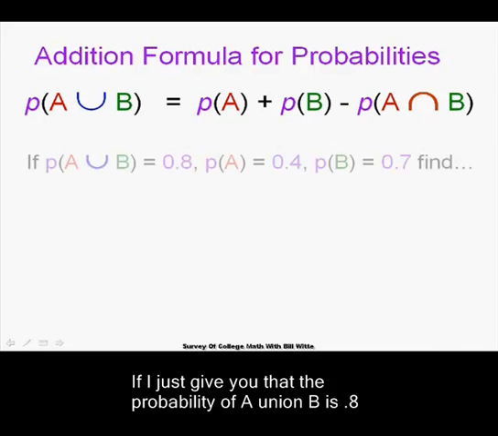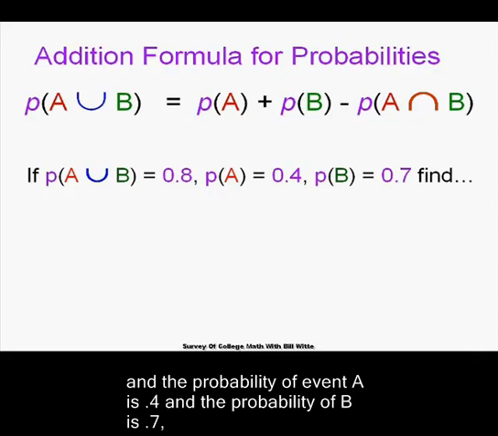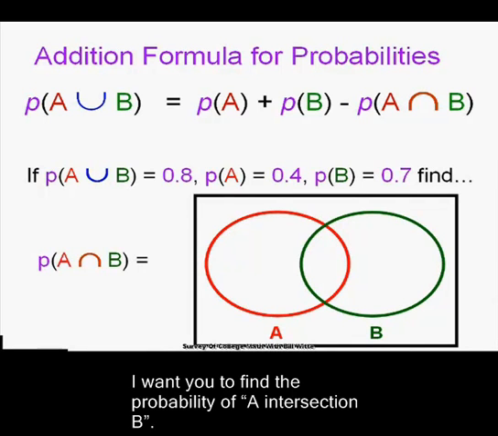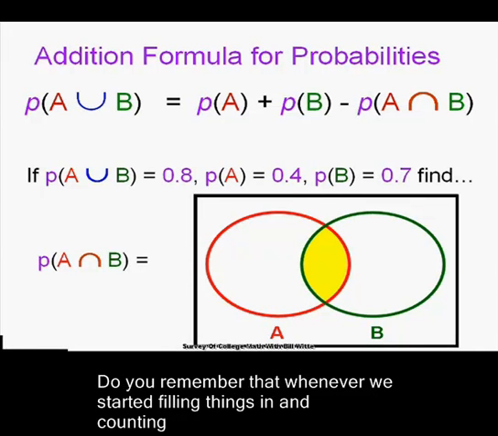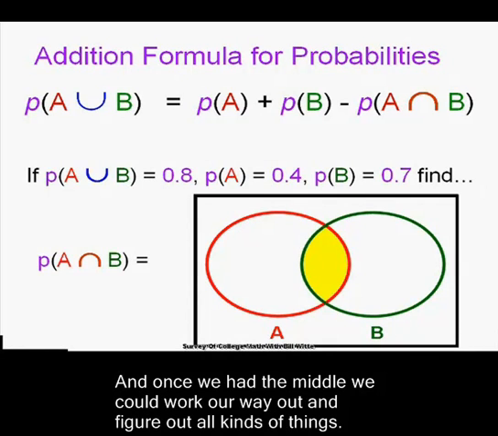Here's a problem. If I give you the probability of A union B is 0.8, and the probability of A is 0.4, and the probability of B is 0.7, I want you to find the probability of A intersection B. Remember what A intersection B is, this area in here. Now, why would we want to find that anyway? Do you remember that whenever we started filling things in, counting or in Venn diagrams or any problem, we always wanted to start with the middle? And once we had the middle, we could work our way out and figure out all kinds of things. So that's why we'd want that.